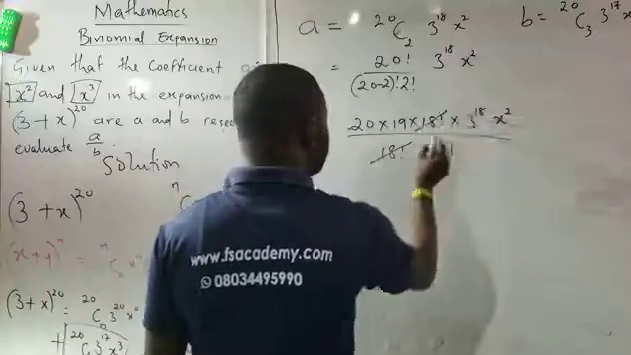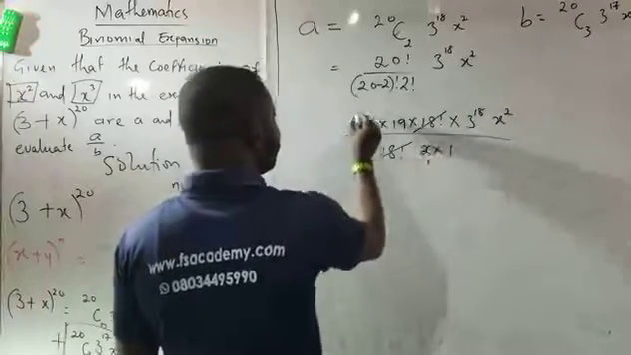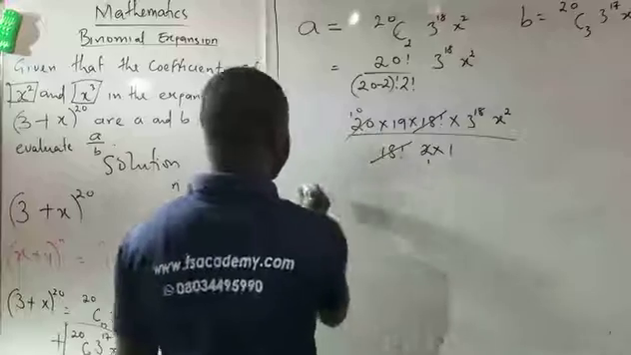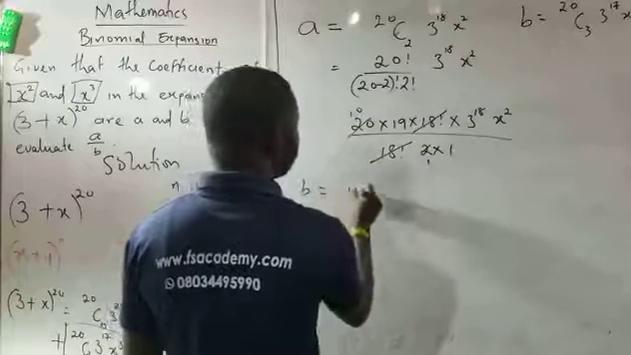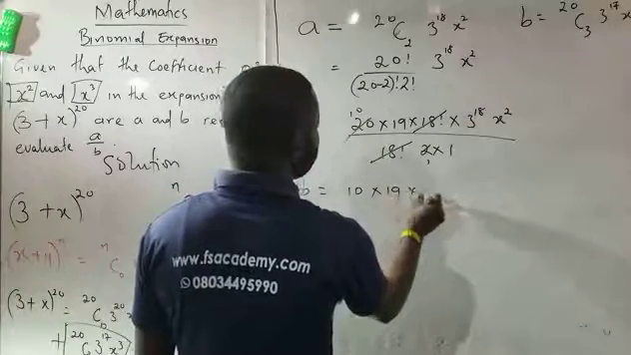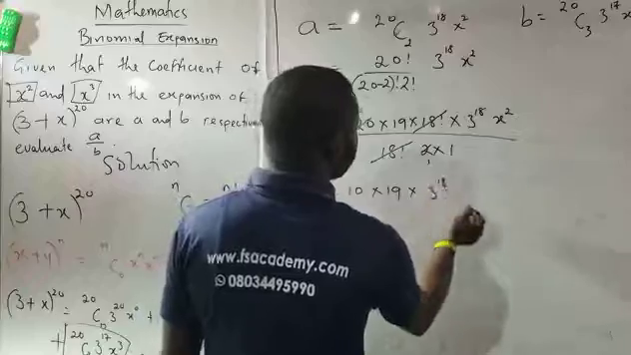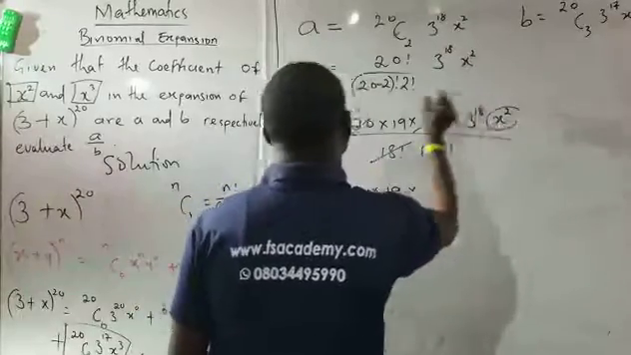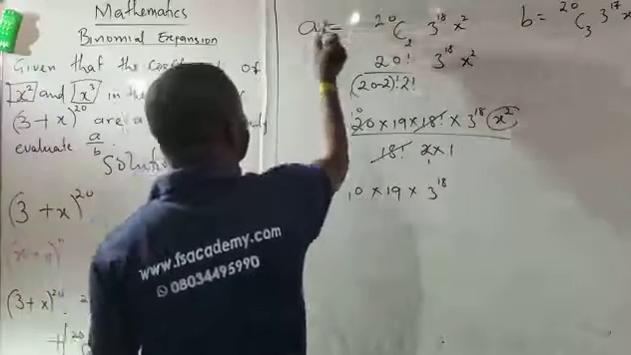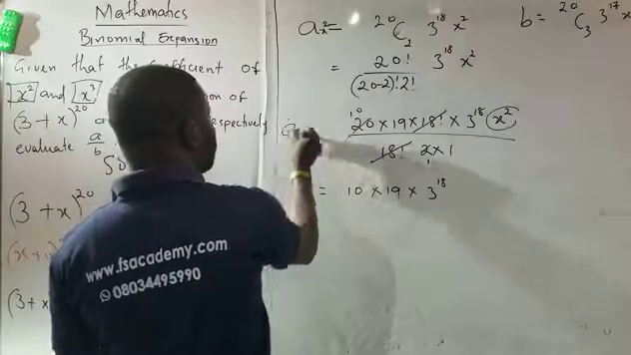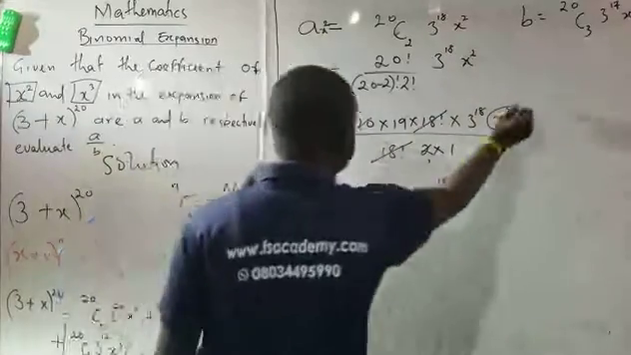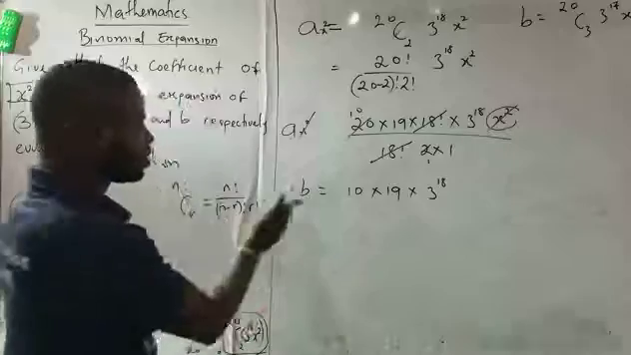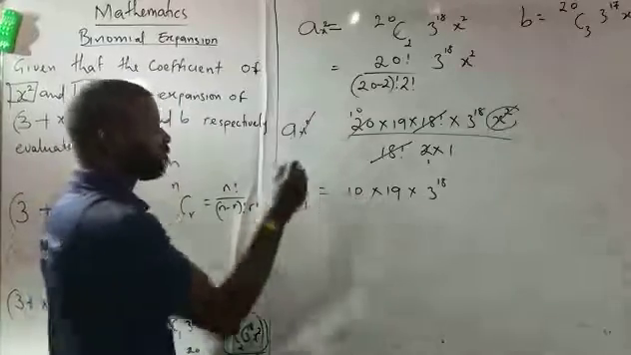We cancel this, and here 1, here 10, so my A will be equal to 10 multiplied by 19 multiplied by 3 raised to power 18. And don't forget that we are talking about x squared and x squared, which we cancel. That is what you just need. It means my A is equal to that.